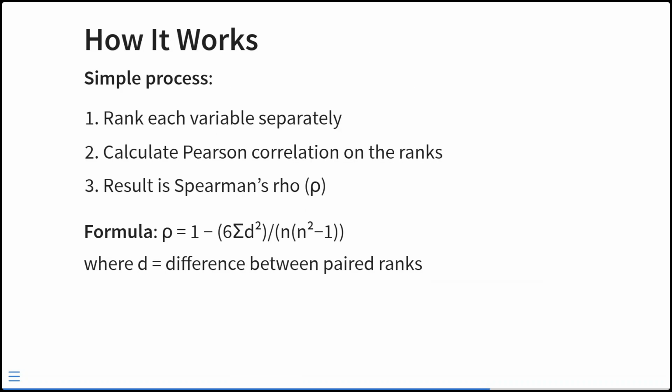So how does it work? You just rank each variable separately. You calculate the Pearson correlation on the ranks, and what you have is your Spearman's rho. This is the formula, where d is the difference between paired ranks.